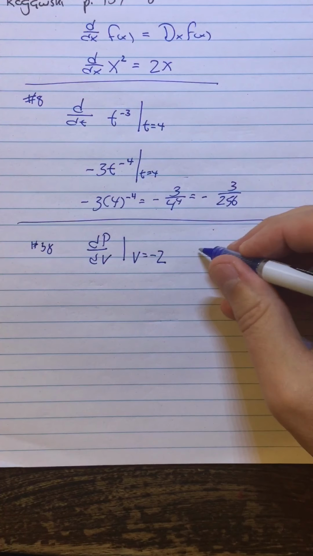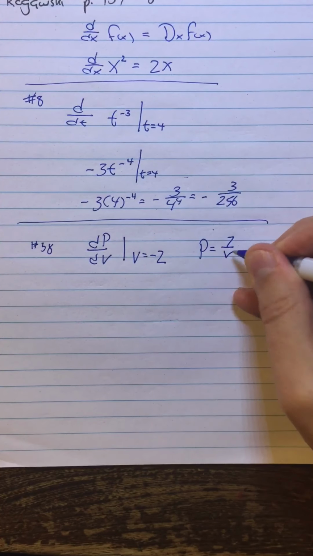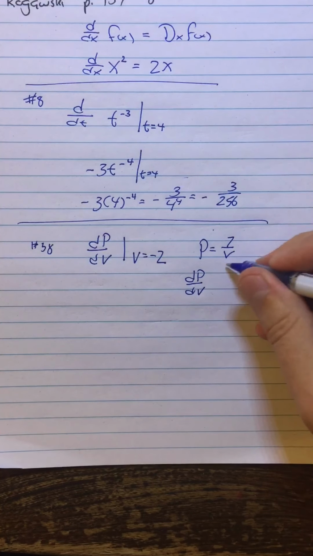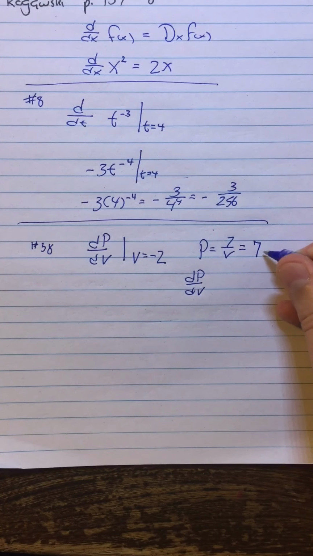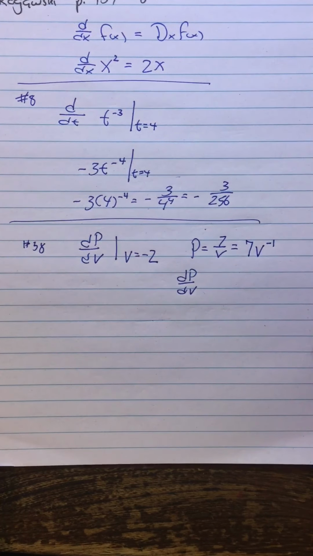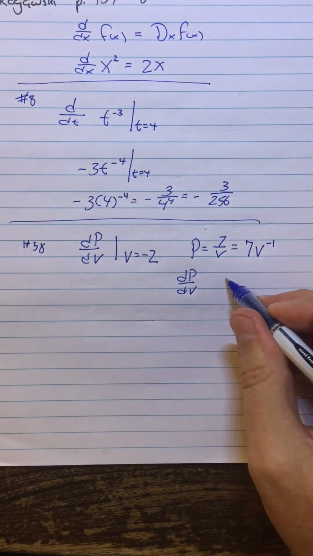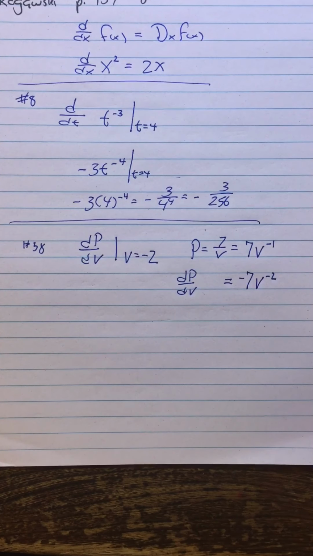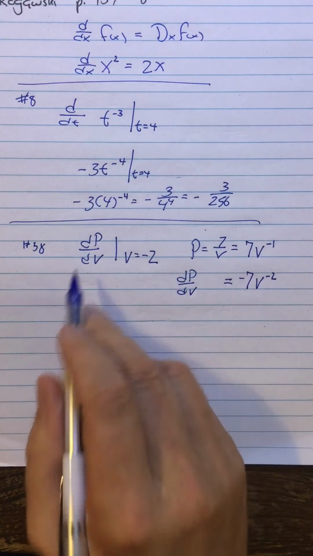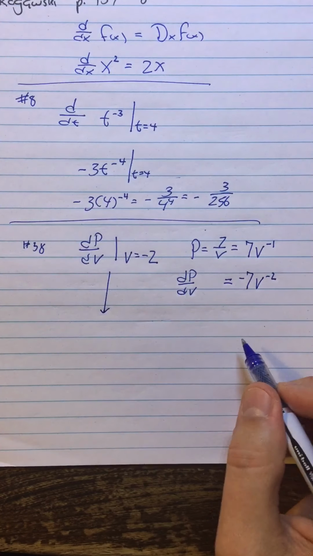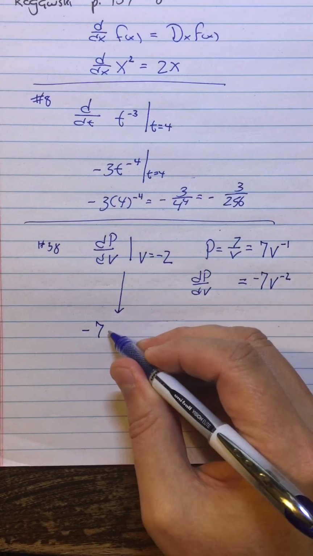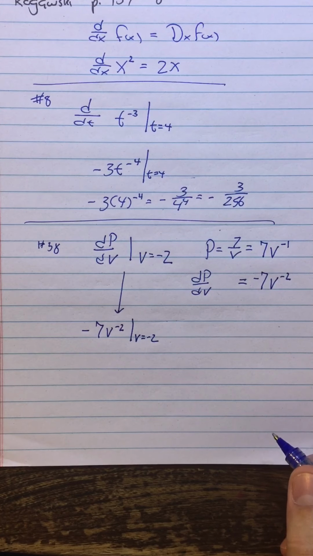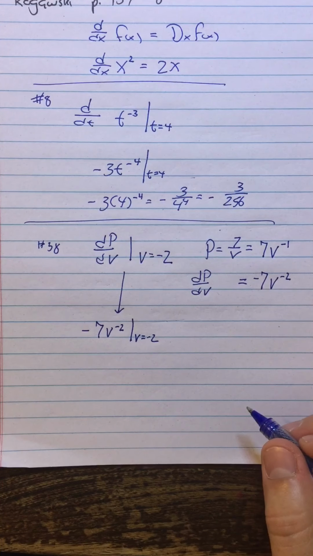So we have P equals 7/V, okay? So the first thing I'm going to do is find out what dP/dV is. So this just means I'm doing the derivative of 7 over V. So first I have to rewrite that and say, oh, that's 7V to the negative 1 power. And then dP/dV, the derivative of that, is negative 7V to the negative 2 power. All right, that's what dP/dV is. And then dP/dV evaluated at V equals negative 2 is going to be negative 7V to the negative 2 evaluated at V equals negative 2. Sometimes you just put the negative 2 in parentheses is another way to write that.